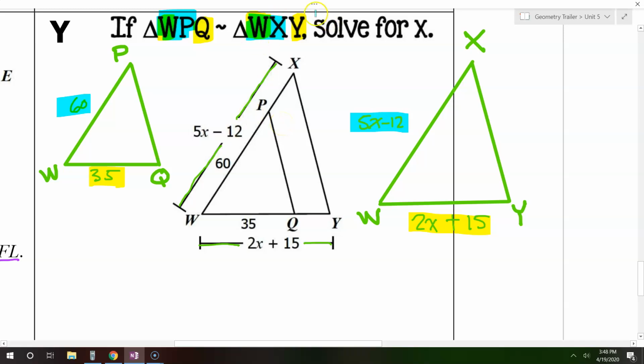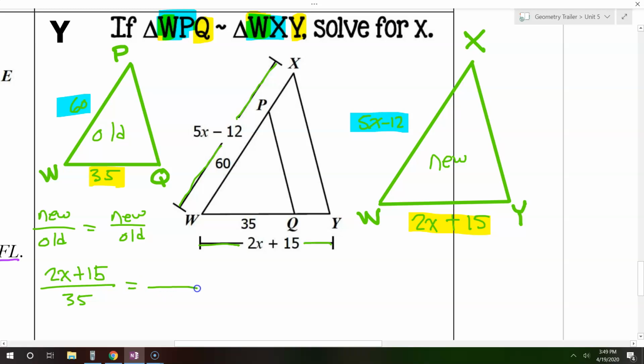Now, pick one triangle to be new. I'm going to pick this triangle. And pick the other triangle to be old. It doesn't matter which one is which, as long as you write your equation in the form new over old is equal to new over old. Looking at the yellows, new over old will be 2x plus 15 over 35. All right, looking at the blues, new over old will be 5x minus 12 over 60.